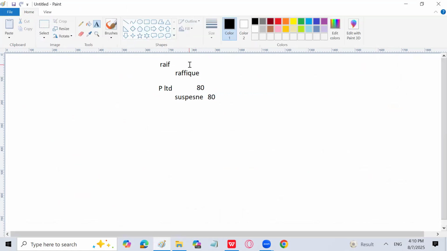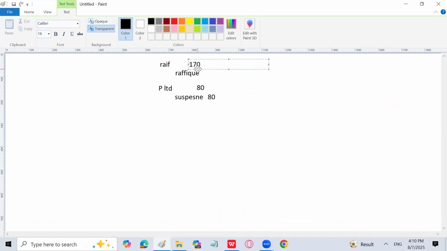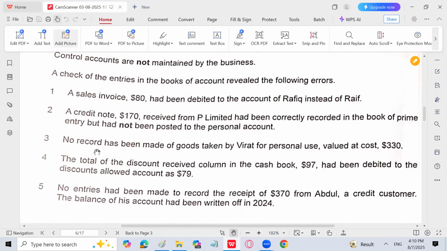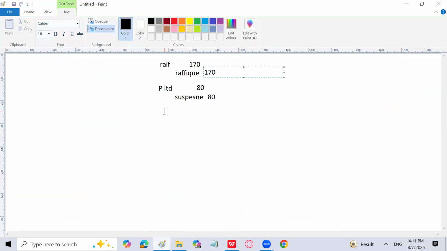And the examiner has asked us to pass the rectifying entries actually. So we are going for rectifying entries. We are solving it in the same manner. Okay. No record has been kept of goods taken by Virat for personal use valued at cost 330. So that is goods drawing, and this is an error of omission. You will pass the entry drawings to purchases.